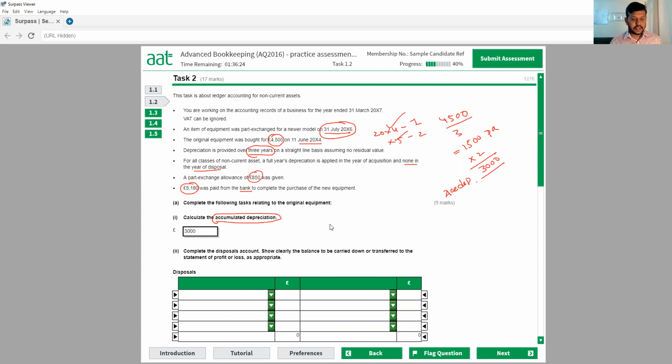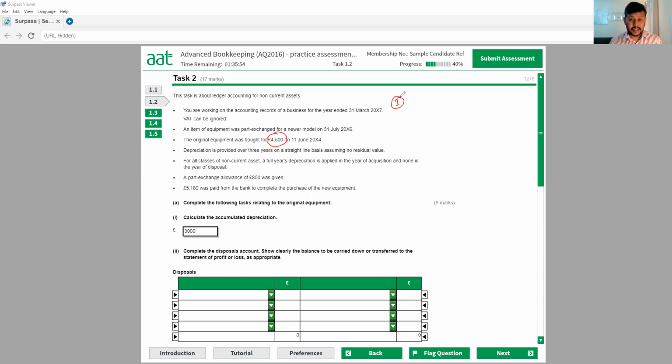The next one, they are saying, complete the disposal account. Show clearly the balance to be carried down or transferred to the statement of profit or loss as appropriate. Now we have to do the disposal account. Make sure you are very comfortable with the disposal journal, otherwise it will be difficult for you. The first step is to remove the non-current asset. Normally non-current asset is a debit. If I like to remove it, I make it credit.